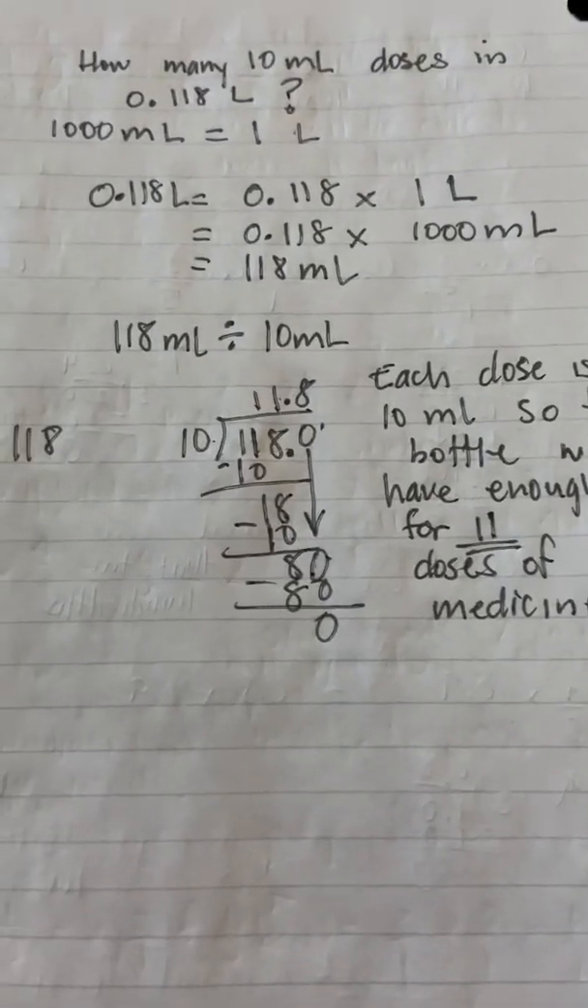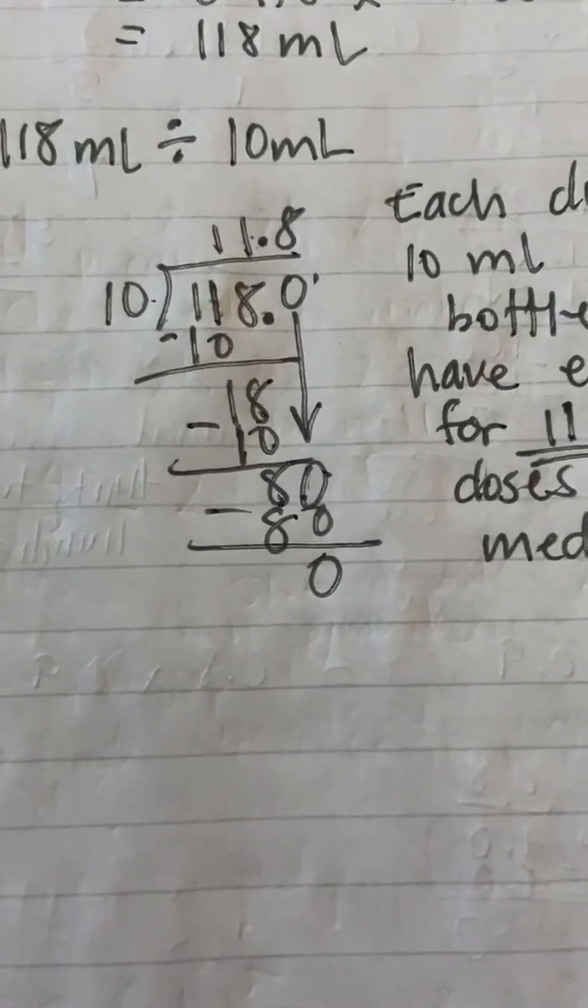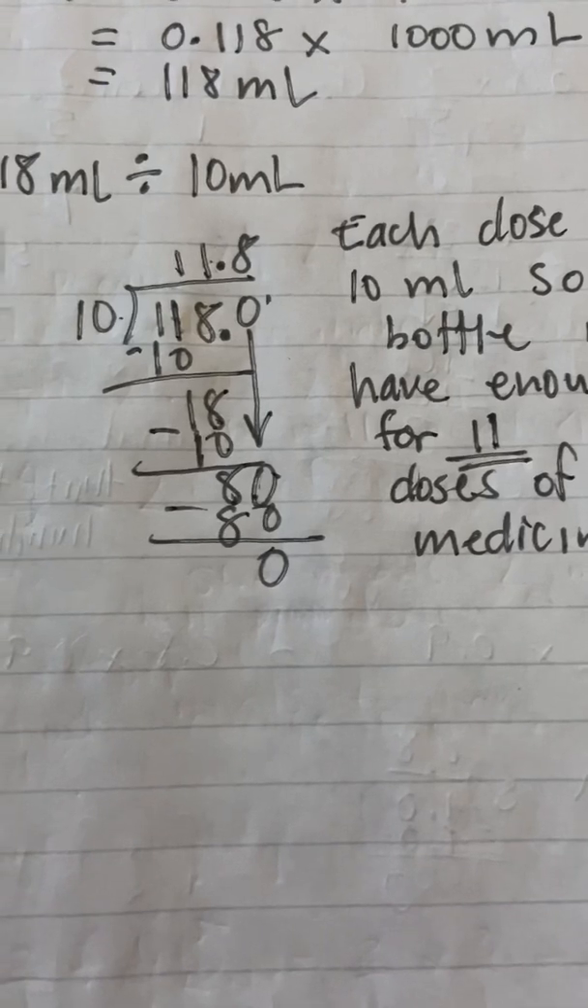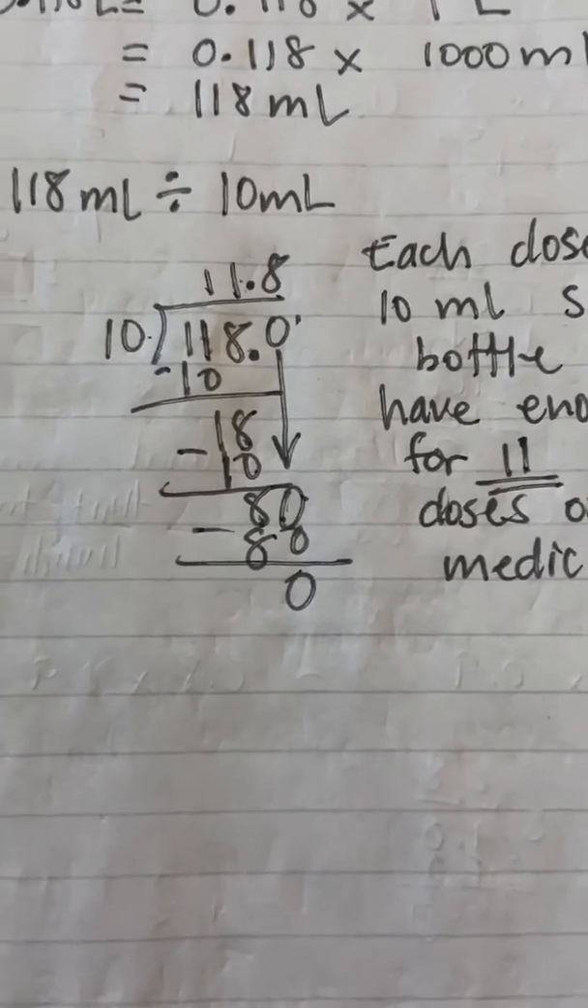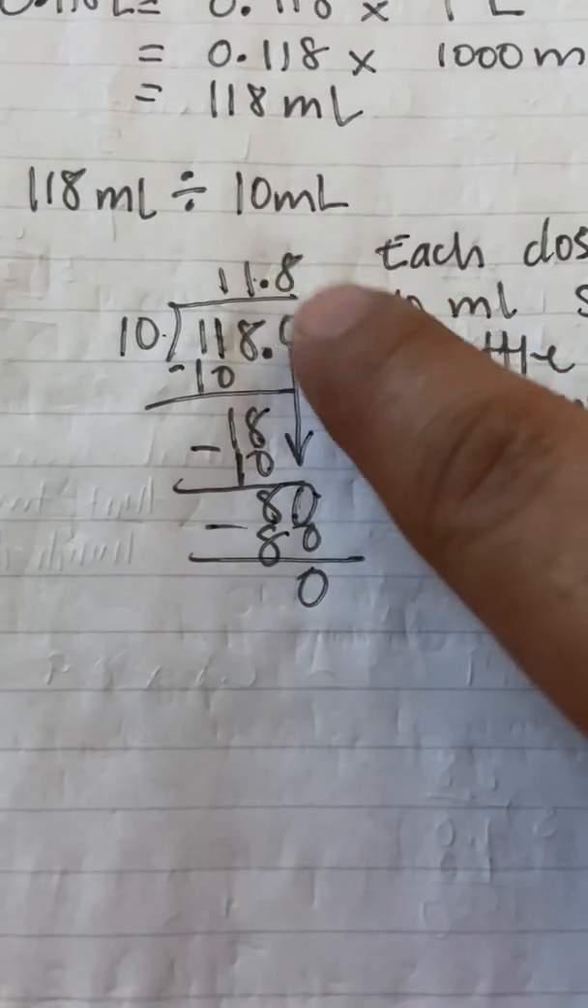Okay, that concludes the lesson, and I hope you didn't get confused at the end. So it's 11 doses. Well, it is 11 and 8/10, but it's only enough for 11 doses because we don't have enough for the 12th dose.